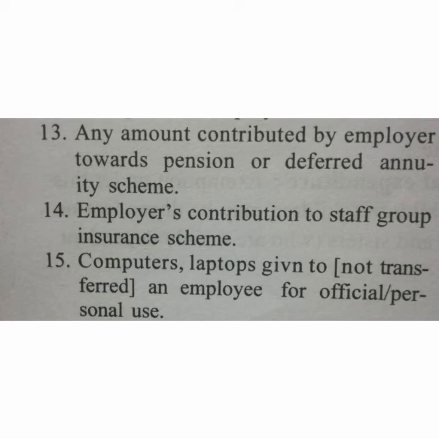Now point number 13. If there is any contribution made by the employer for the employee for a pension or deferred annuity scheme, where they have to pay money monthly or yearly, and the benefit they'll receive later, that type of contribution is also fully exempted, not taxed. Now point number 14. If there is any insurance scheme for the staff and group, and the employer is contributing some money for that staff insurance, that also will be fully exempted, okay.